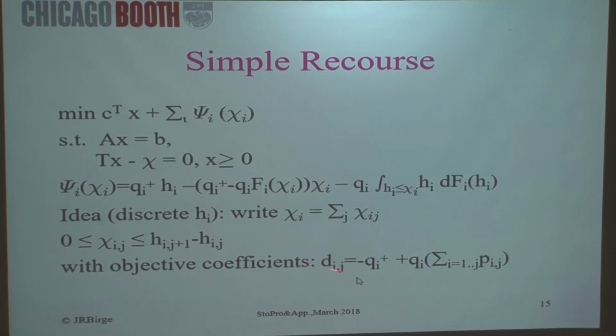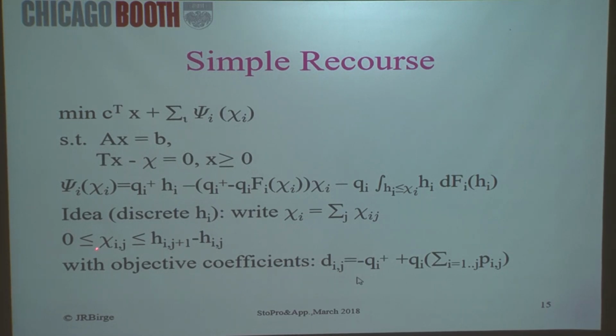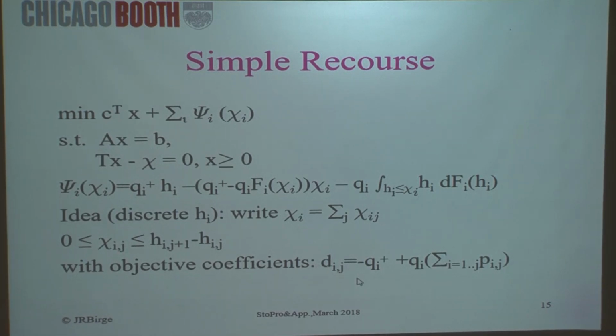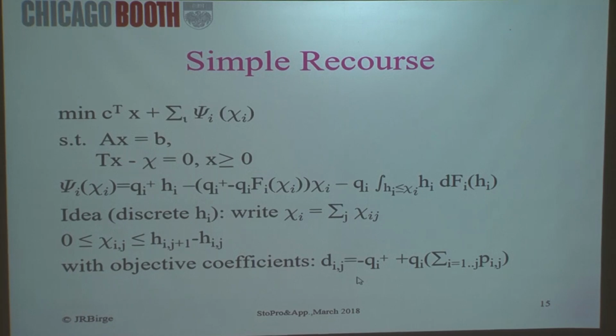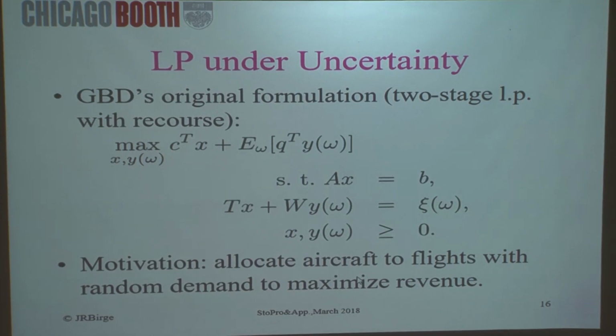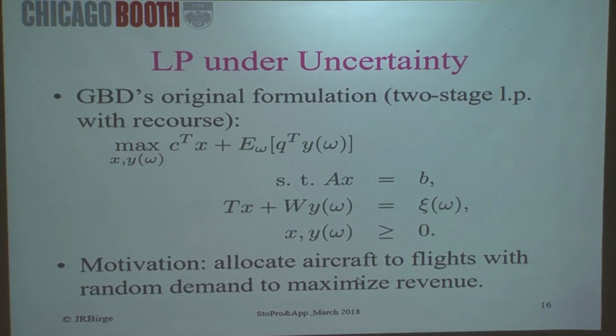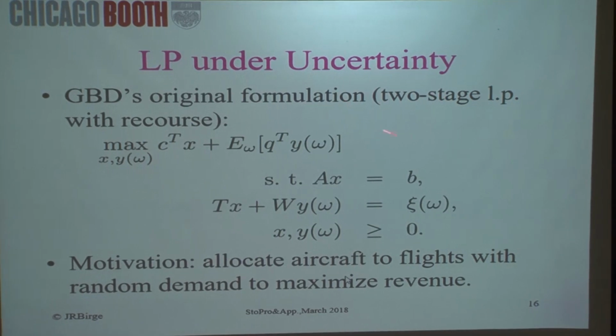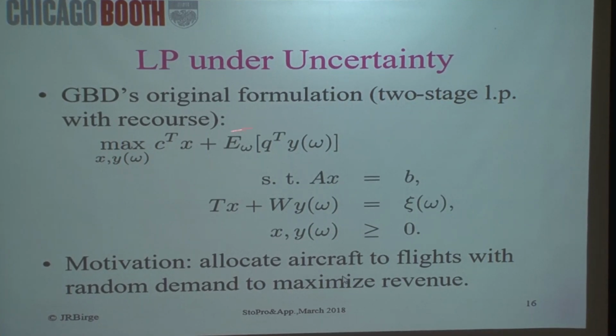And that gives me a coefficient that goes with each of these chi ij's. All right, now I'll show you this in an example. And as I said, this is an example that was in Dantzig's original formulation. So Dantzig is the first person to describe these models, these two-stage linear programs with recourse, and he put it in this framework.